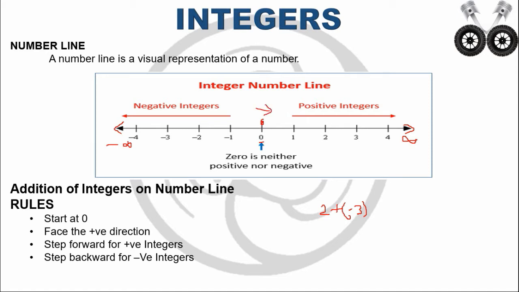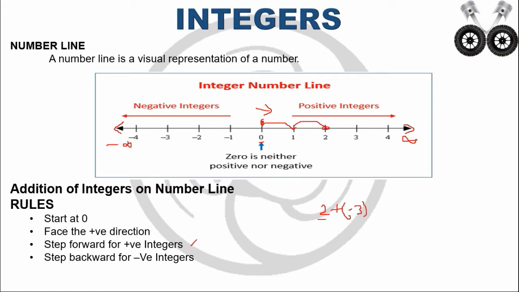What is step 3? Step forward for the positive integer. Now look at the integer. It is a positive integer. That means we have to move in the forward direction, that is the positive direction. How many steps do I have to move? I have to move 2 steps. 1, 2. So then I will reach the integer 2.